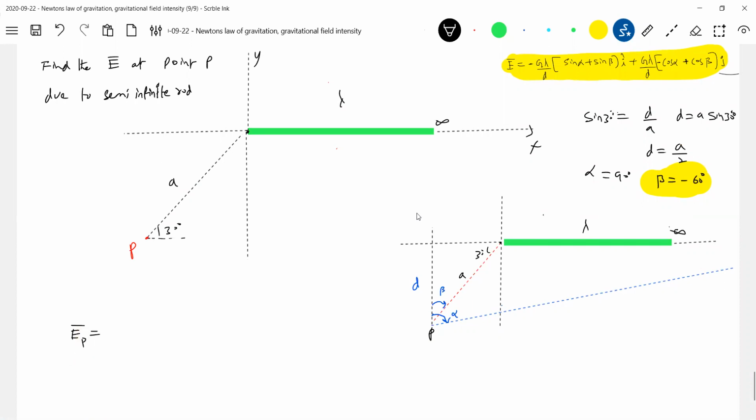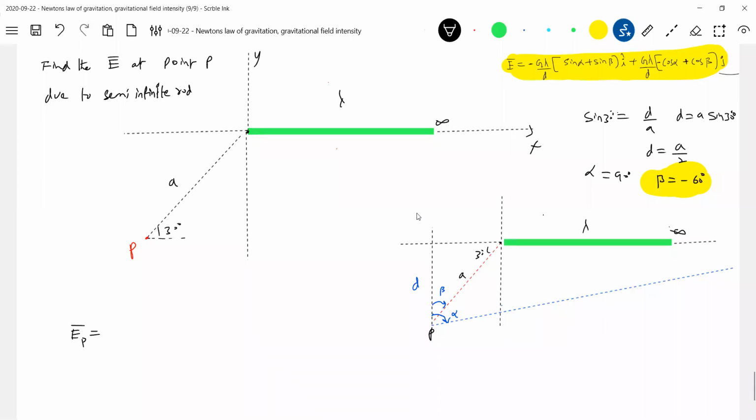Okay, now look at this. Here, i cap, j cap, because how was the rod oriented? The rod was oriented along the Y axis when we derived this. But what about here? It is oriented along the X axis. So how are you going to use i cap, j cap? What is this i cap term? The one which is perpendicular to the rod. And what about this j cap term? The one which is parallel to the rod.